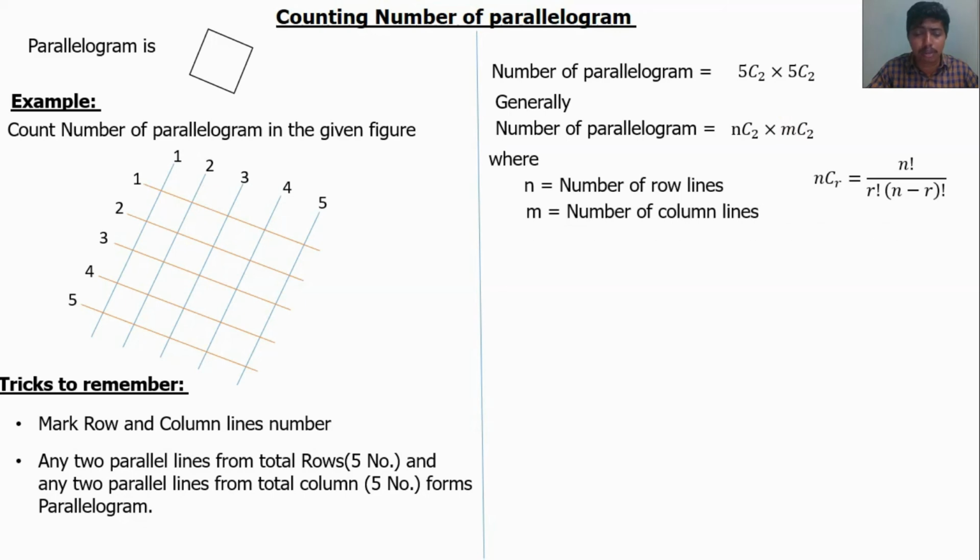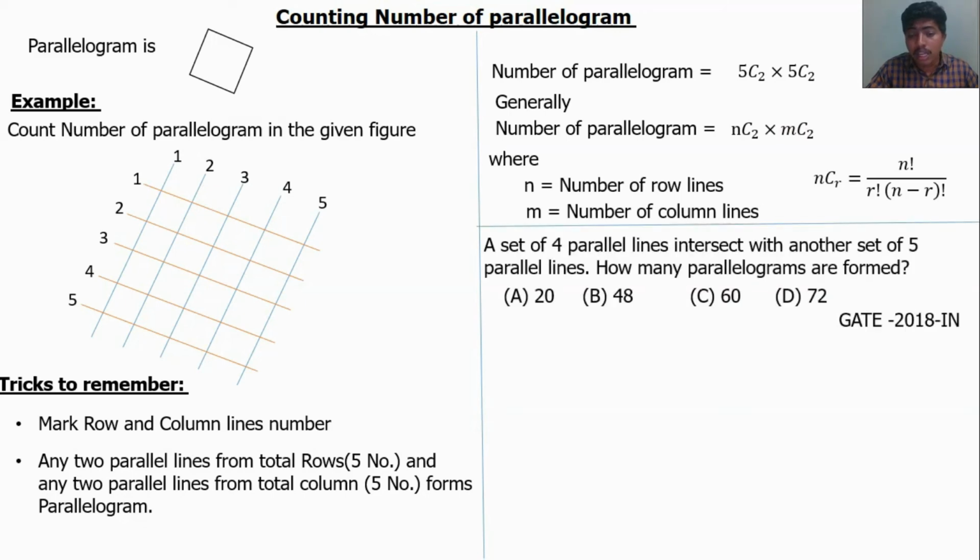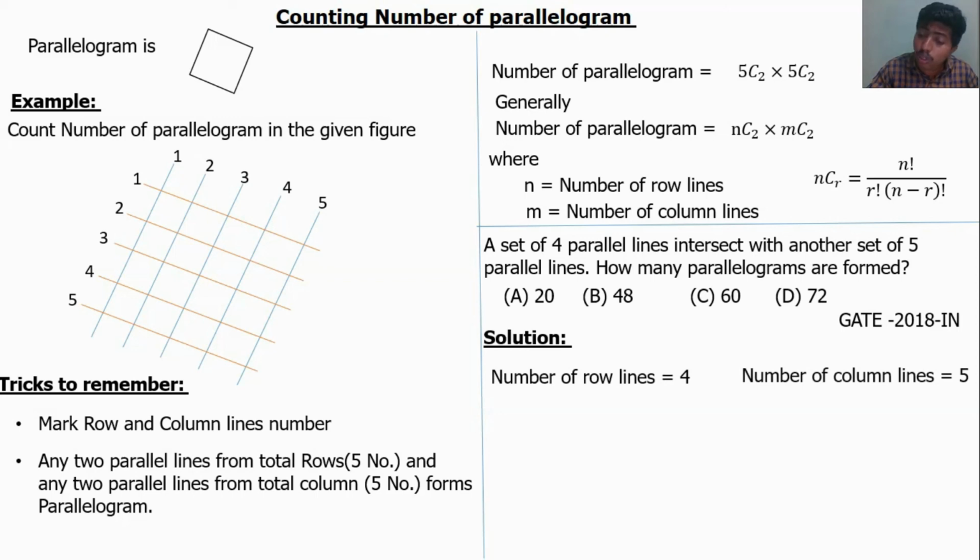Let us solve a problem. A set of 4 lines intersects with another set of 5 parallel lines. How many parallelograms are formed? This question was asked in the GATE 2018 instrumentation aptitude section. Okay. So let me take the number of row lines as 4 and the number of column lines as 5. We may take any values. We may take the number of rows as 5 and the number of columns as 4. We may consider any one.